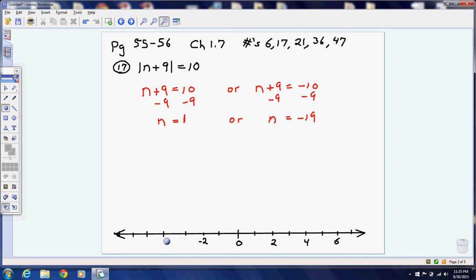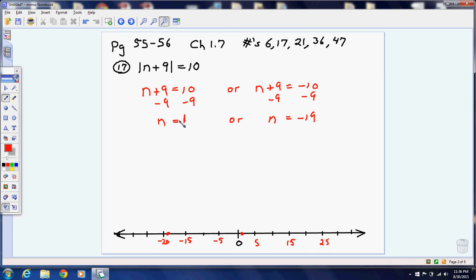We're asked also to graph this. I don't have my number line set up to graph that anywhere close, so we will reconfigure my number line here. Let's go up by 5: 5, 10, 15, 20, 25. So we'll call that -5, -10, -15. This would be -20 here. Okay, n equals 1 would be about right here, and n equals -19 would be right about here.